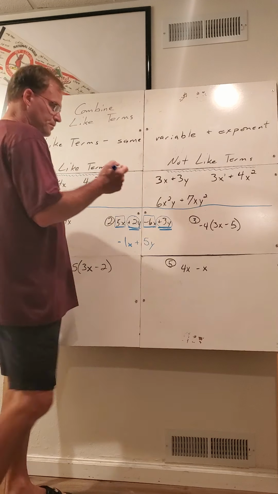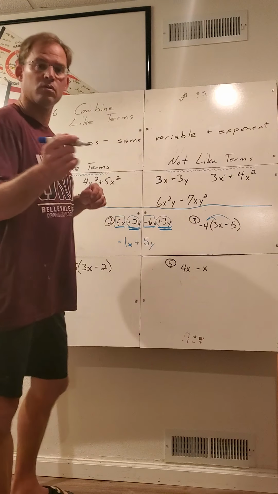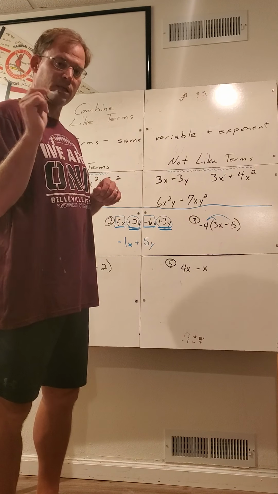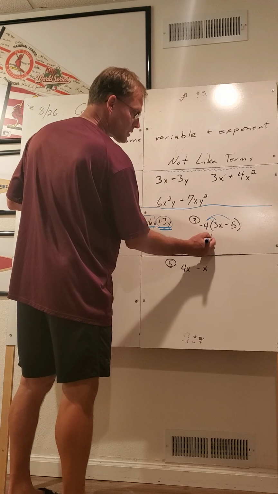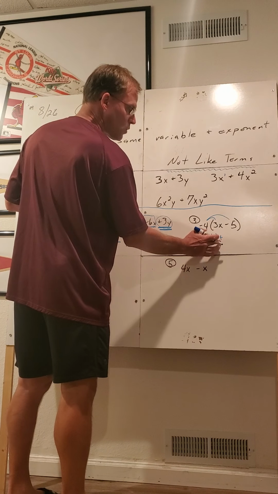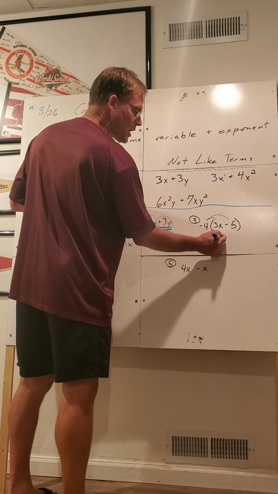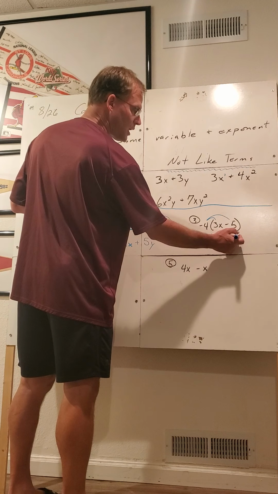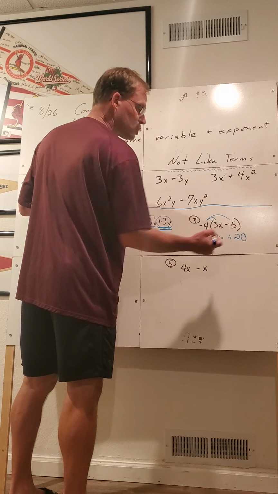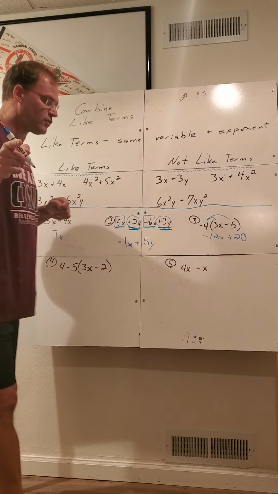Number 3. Anybody remember what this is called? Very good. Distribution. So, negative 4 times 3x. Watch your signs here whenever you're doing distribution, because a negative times a negative is plus 20. Watch your signs when you're distributing those negative numbers.